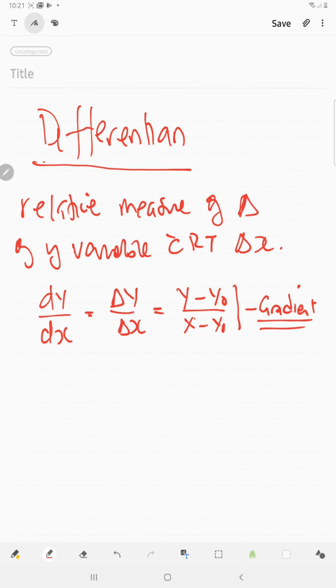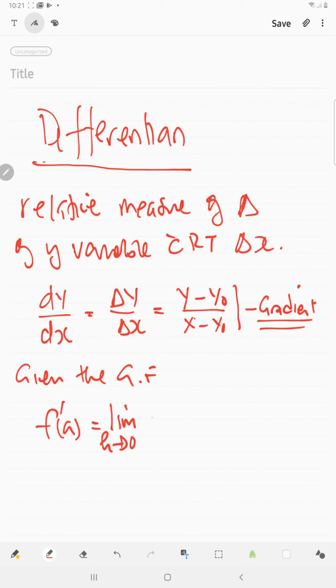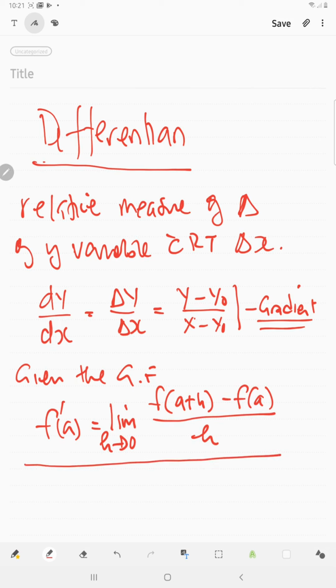Now, if we look at the symbol, it is given by the general formula, which is f prime of a, equal to the limit as h tends to 0 of f(a plus h) minus f(a), divided by h. So this is actually the symbol for this particular process.